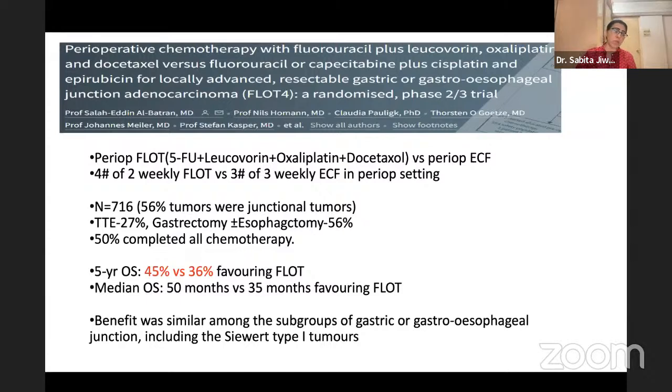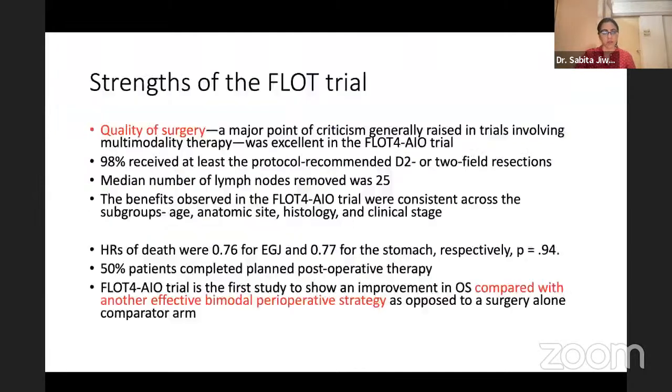The regimen was supposed to be more toxic, but they modified the regimen in such a way that it could be given on an OPD basis, and they did not compare it to only surgery. They compared it to the gold standard at that time, which was the perioperative MAGIC regimen, the ECF. So they compared it with a standard, and you can see the survival in the MAGIC regimen arm was 36%, which was consistent with the results seen in the MAGIC trial.